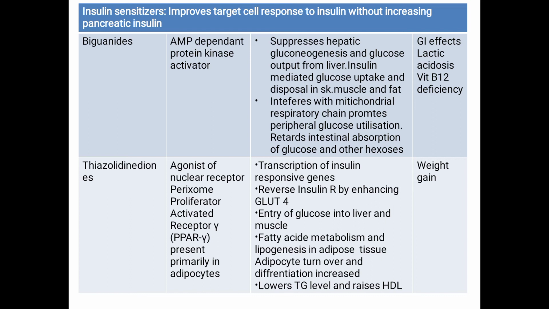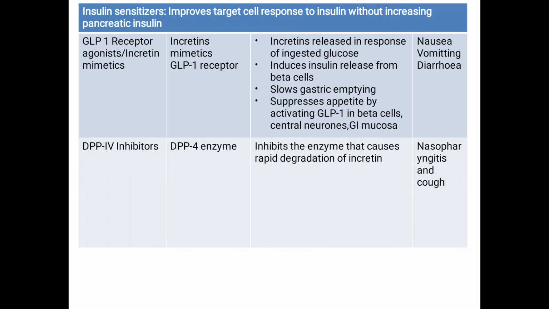So all these points you have to remember, and also the intestinal absorption retardation. You can remember the adverse effects: GI effects, lactic acidosis and vitamin B12 deficiency. Okay, and for thiazolidinediones, you have to talk about transcription, and again majorly about the fatty acids. Okay, so this is the second category.